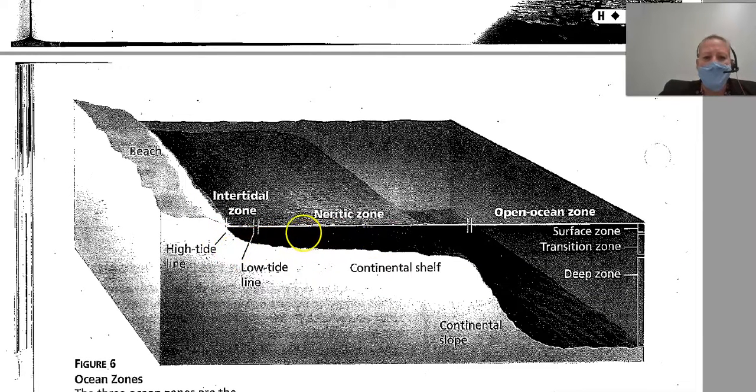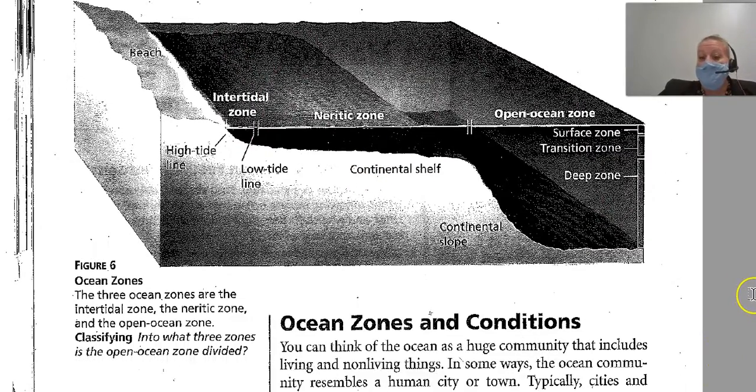The neritic zone goes from the low tide all the way to the end of the continental shelf, and then the continental slope and the abyssal plain and the deep ridges and everything, the rest of the ocean is the open ocean zone. In the open ocean zone, we have three zones: a surface zone, a transition zone, and a deep zone. We're going to talk about all of these. I just want you to refer back to this drawing or this figure if you need references of where things are.